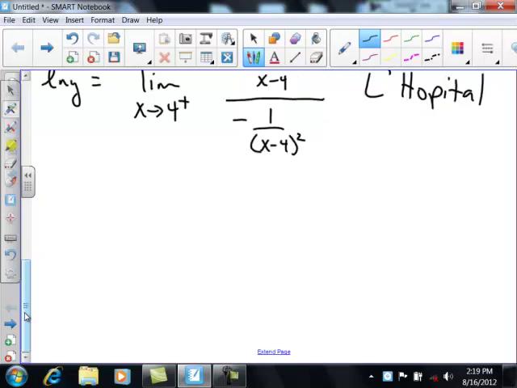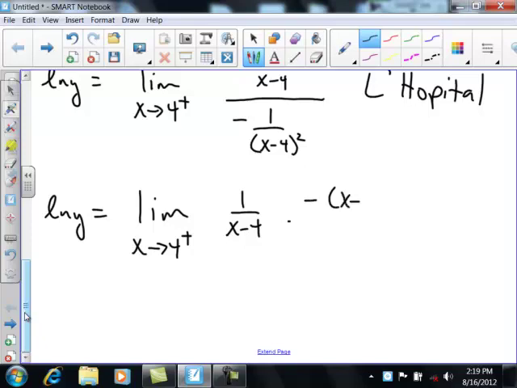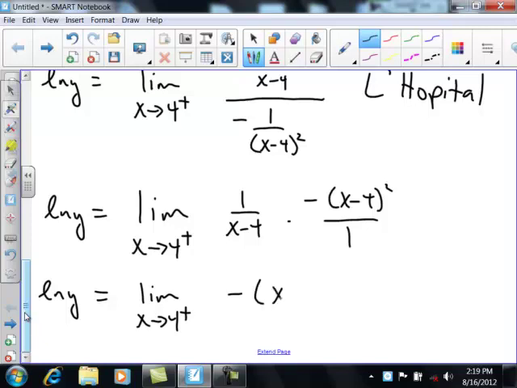So I have that the natural log of y is equal to, I'm going to rewrite this, the limit as x approaches 4 from the right. This is 1 over x minus 4 in the numerator times, flip up that denominator, and that becomes the negative of x minus 4 squared, all that over 1. Again, that was just a rewrite for me. And that turns into the natural log of y is equal to the limit as x approaches 4 from the right of the negative of x minus 4.